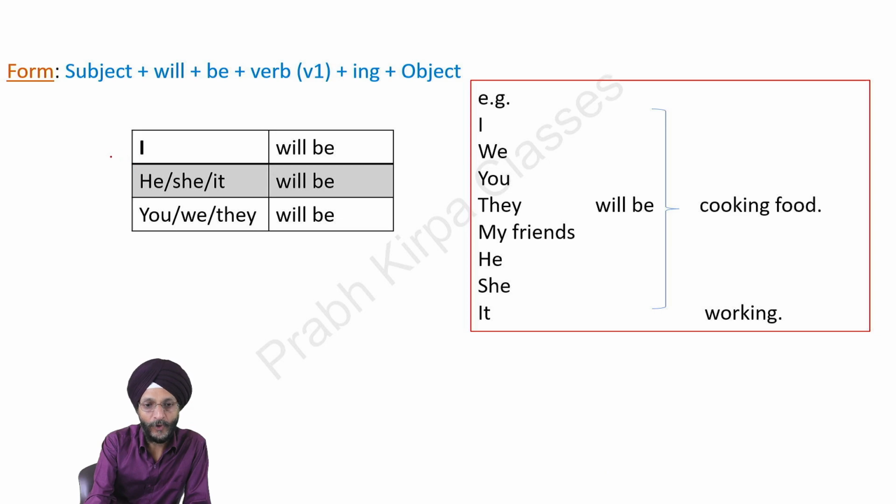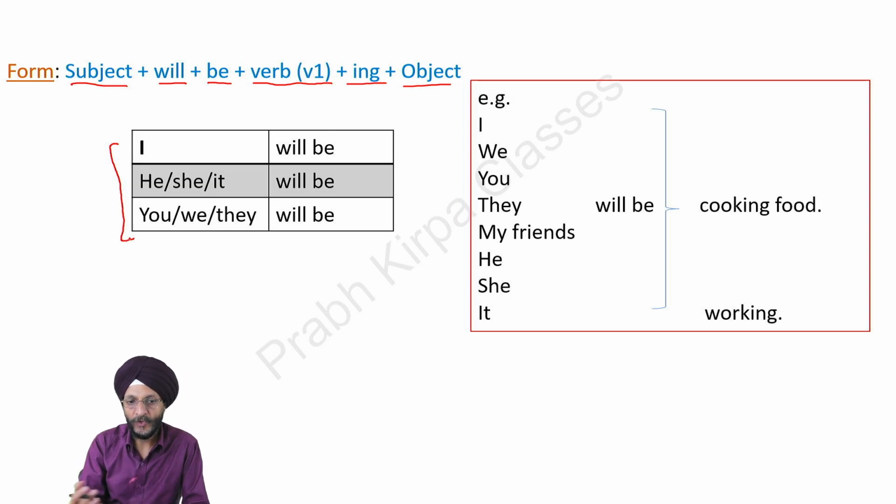Now we come to the formation of future continuous tense. First comes the subject, then will, plus be, plus verb first form plus ing, plus object. For example, I will be going there. So you will see that the subject may be I, he, she, it, you, we, they. In all cases, we use will be plus first form of the verb plus ing.